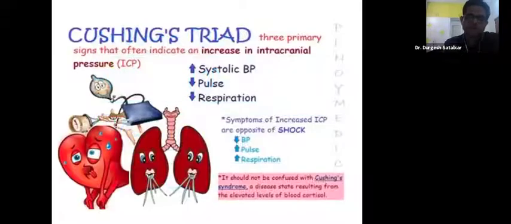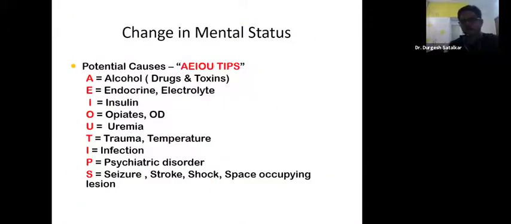Now coming to Cushing's triad, this is important. Suppose the patient has raised ICP, there will be a significant increase in the blood pressure, and a decrease in the pulse rate and respiratory rate. If we get these signs in a neuro patient, then we can think of raised ICP. That's what Cushing's triad is. It is totally different from Cushing syndrome, which results from an increased level of cortisol in the blood. Now coming to altered mental status, if you encounter a patient with altered mental status, you should think of some potential causes apart from those described before.